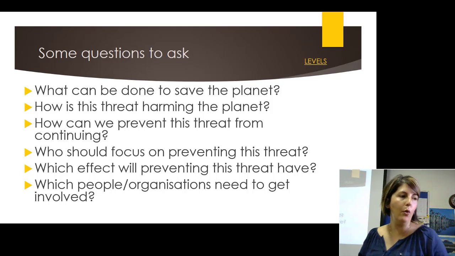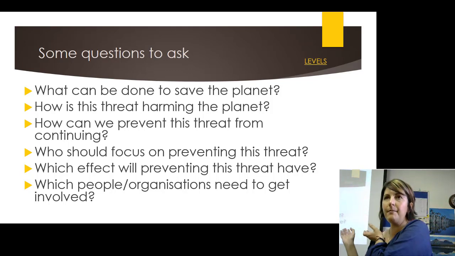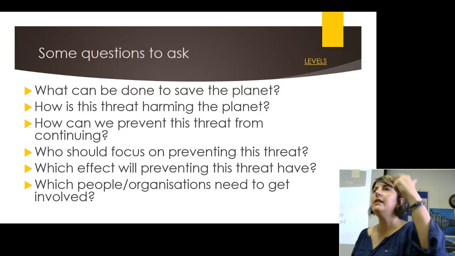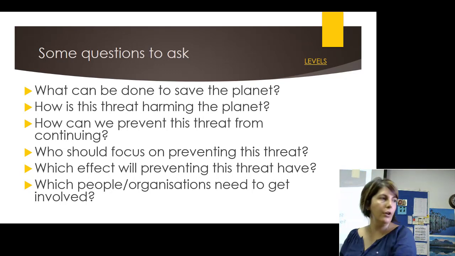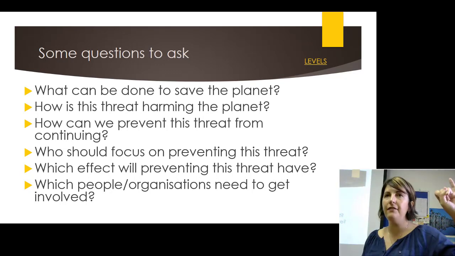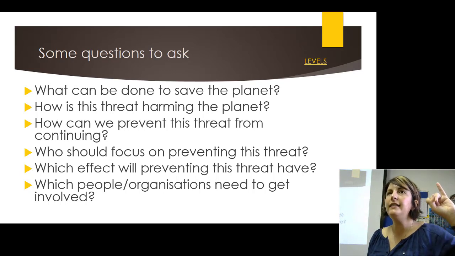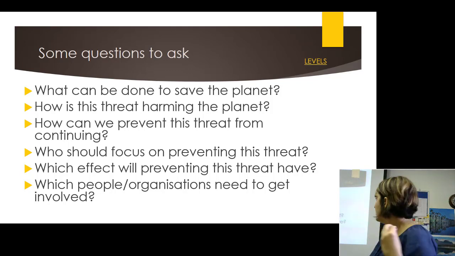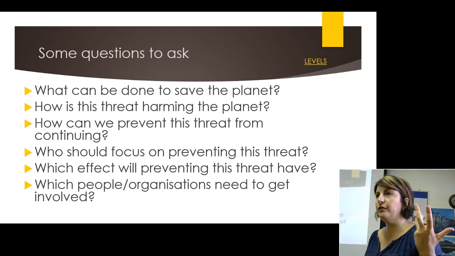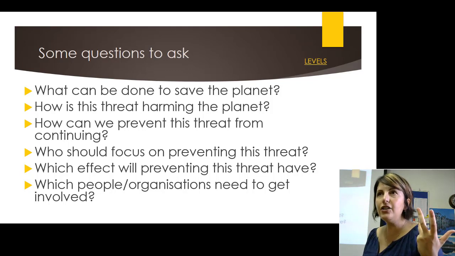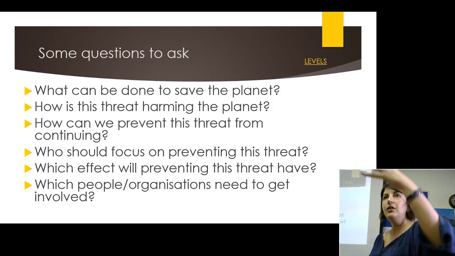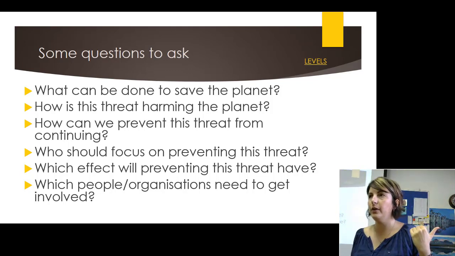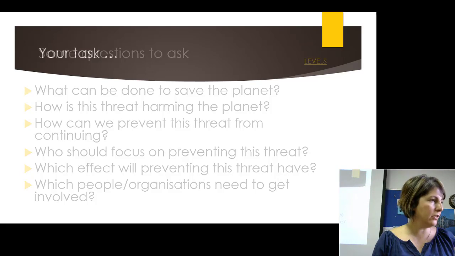Okay? And then which people or organizations need to get involved. These are just some ideas of some of the questions that the kids can ask. Remember, the levels determine the type of research you're going to do. So what can be done to save the planet will guide you to a different type of research than the last one. Which people or organizations will need to get involved, for example. So the levels are actually saying basically that the type of question determines the type of research you're going to do. Okay? That's the point of the levels.